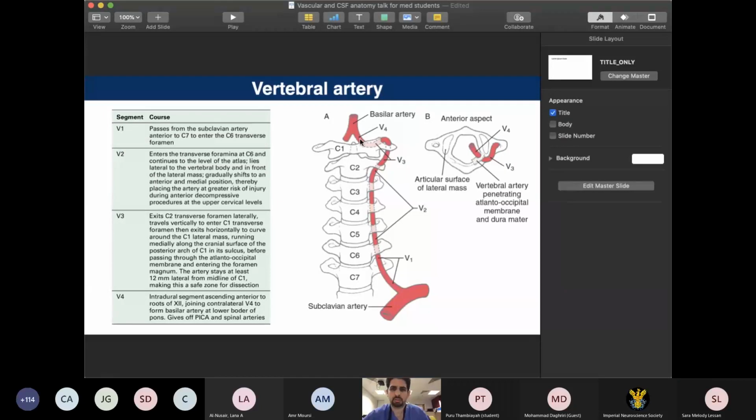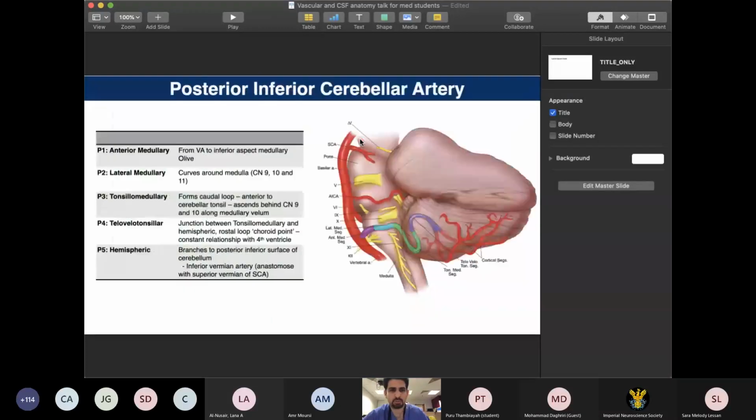The most important branch of the vertebral artery is the posterior inferior cerebellar artery, the PICA. Remember, this comes off the vertebral. I'm going to jump ahead a little bit here and talk just briefly about PICA, AICA, and SCA. SCA is superior cerebellar, AICA is anterior inferior cerebellar, and PICA is posterior inferior cerebellar. These are the 3 main arteries of the posterior circulation, each one intimately associated with cranial nerves.